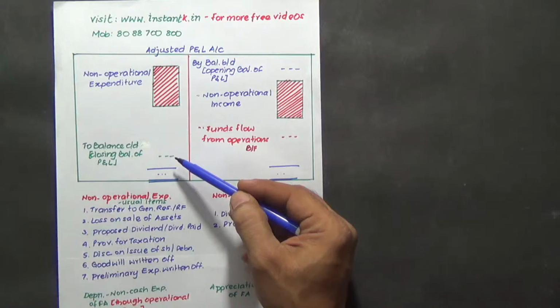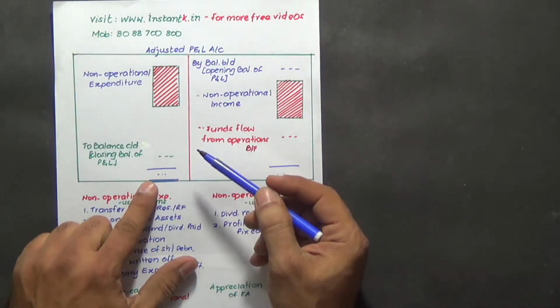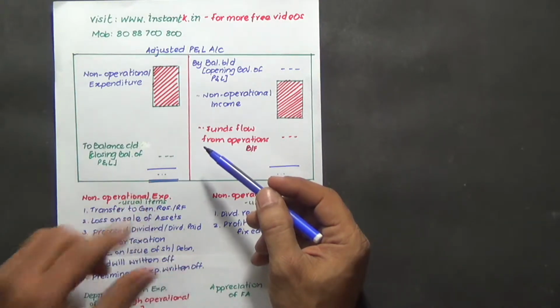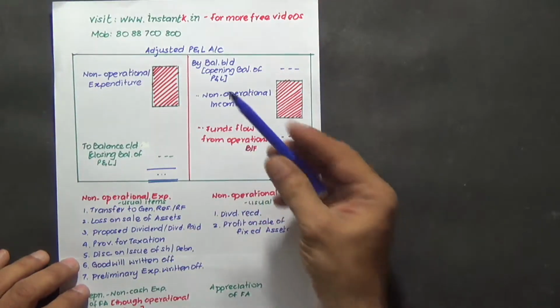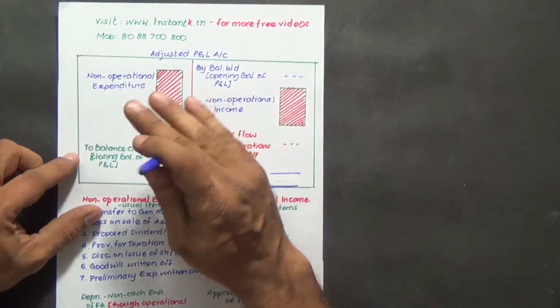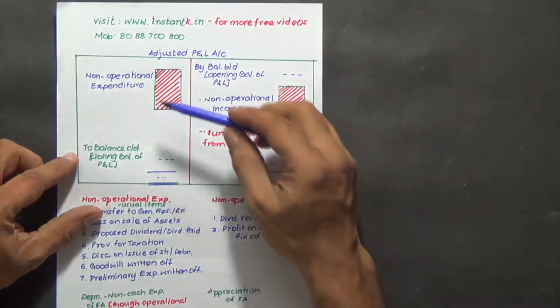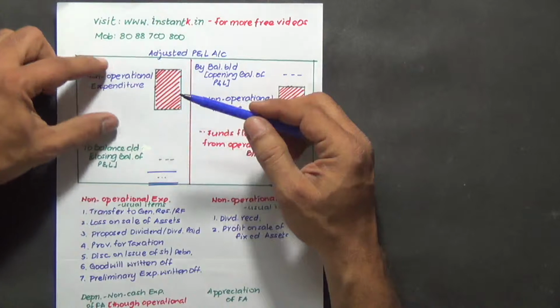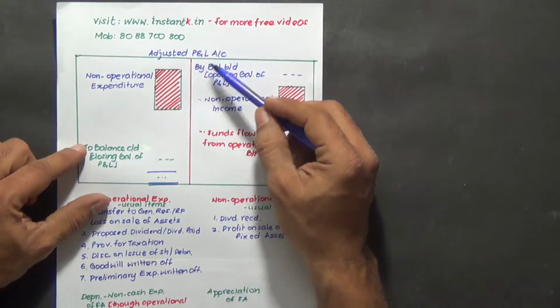The closing balance also will be given in the problem, and we'll be given lots of operational expenses and non-operational expenditure. All operational expenses we can ignore, do nothing, but non-operational expenses we are going to take on the debit side of the P&L adjustment account.